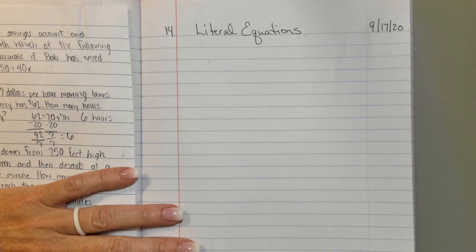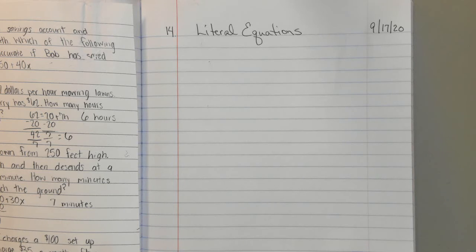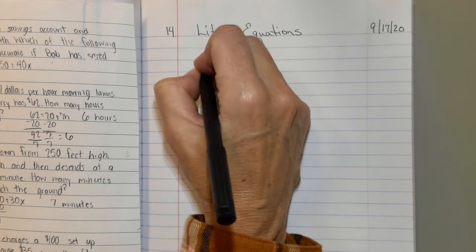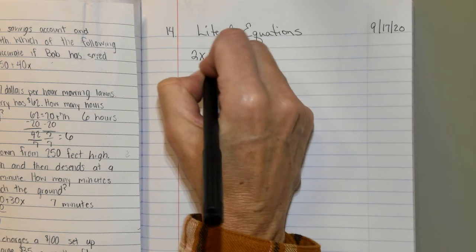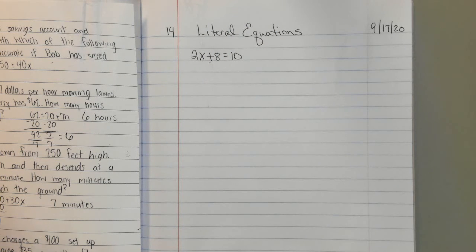Okay, so when we're using literal equations, what we're doing is we're learning how to reconstruct our equation to solve for the variable we're looking for. There's going to be more than one variable in these problems. So in the past, you've had, let's just do a simple two-step equation. You're used to that. Okay, let me zoom in a little bit.